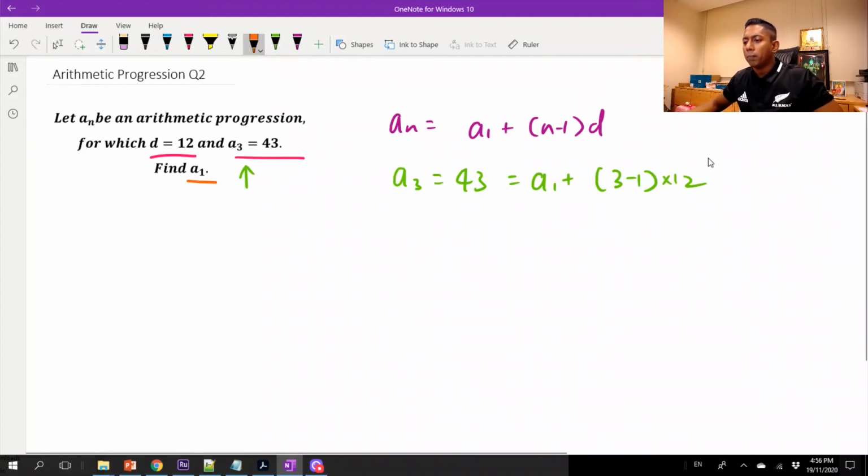Okay, so I can now rewrite it as 43 equals a1 plus 3 minus 1 is 2. 2 times 12 is 24. So to solve for a1, I'll get 19.